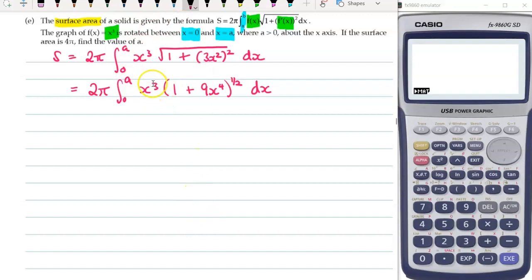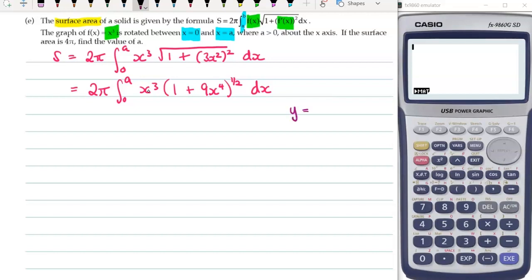Now, since this outside part is 1 less power than this inside part, what we've actually got is a reverse chain rule. If I was to do chain rule on this, just this section here, the bit that's square rooted, it would spit out an x cubed if I was differentiating it. Let me show you what I mean with that one. These ones are fairly difficult to spot.